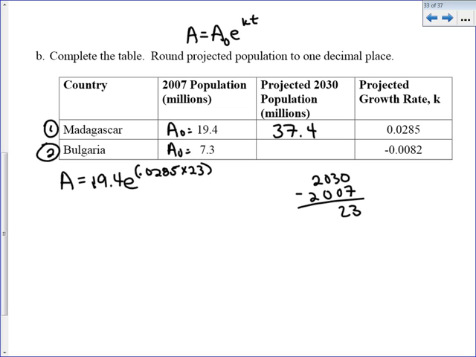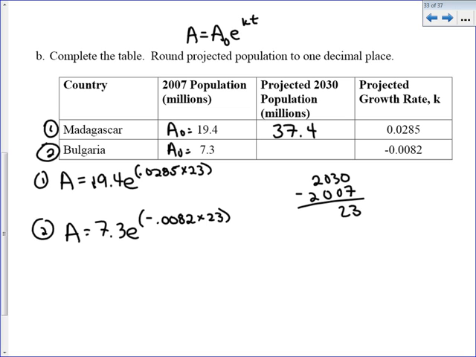All right, 2, we want to do the same thing for Bulgaria. So for number 2, you put A equals, and what's our starting population of Bulgaria? 7.3 E, and then we're going to multiply. This time, our population is going down. That's what it means when it's a negative. Negative 0.0082. And we're looking again in the same year. So how far are we, 2030, from 2007? 23. So we don't even have to figure it out again. We just got new numbers to enter into our calculator.